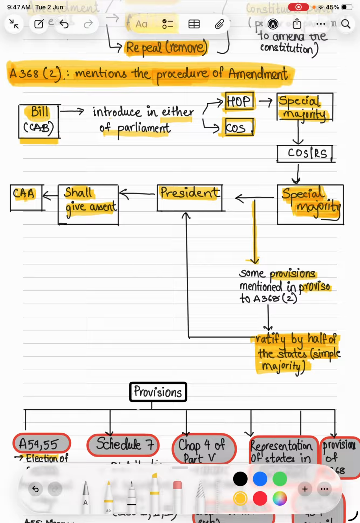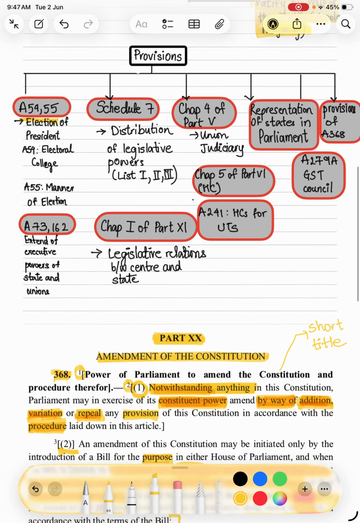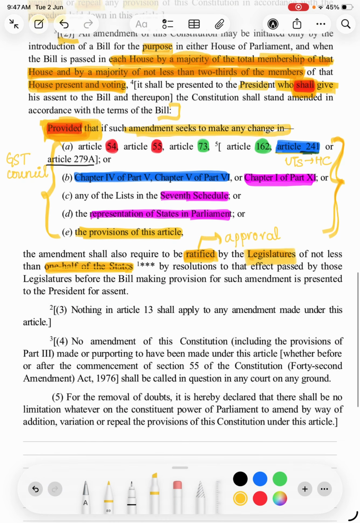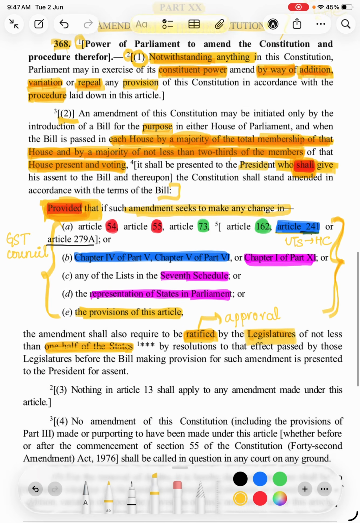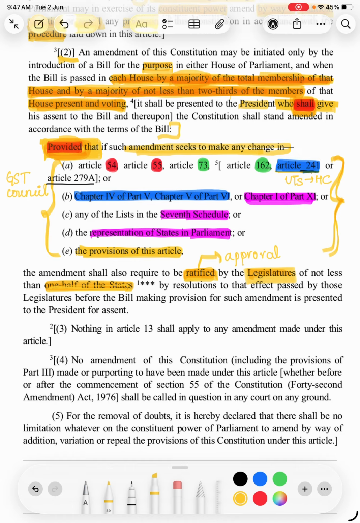By what majority shall they be passed? The legislatures of the state shall pass. Does the constitution mention any majority there? Because here it has mentioned this special majority, but here do you see anything that is being mentioned here? No, right? We don't have any majority that is being mentioned.